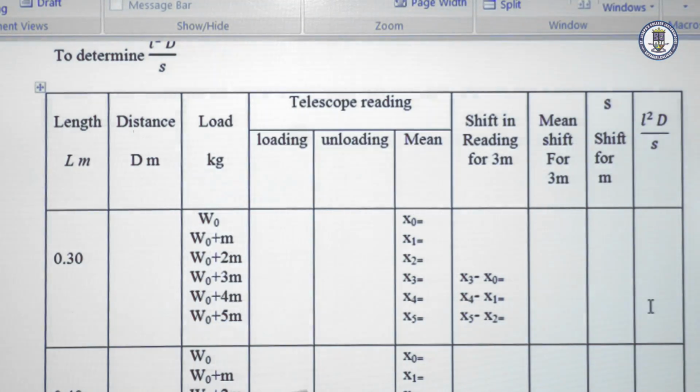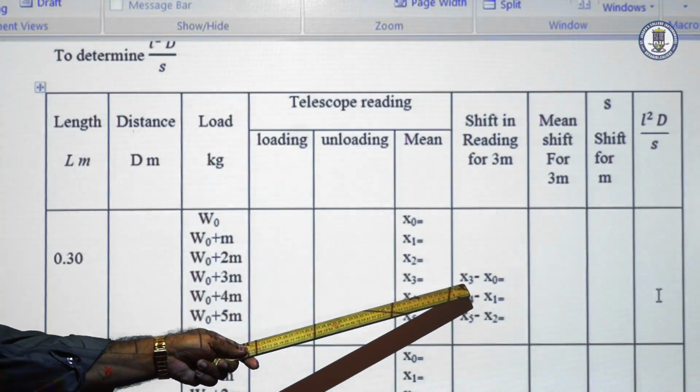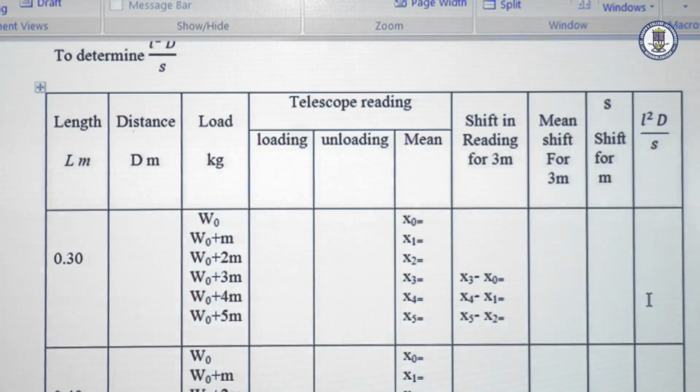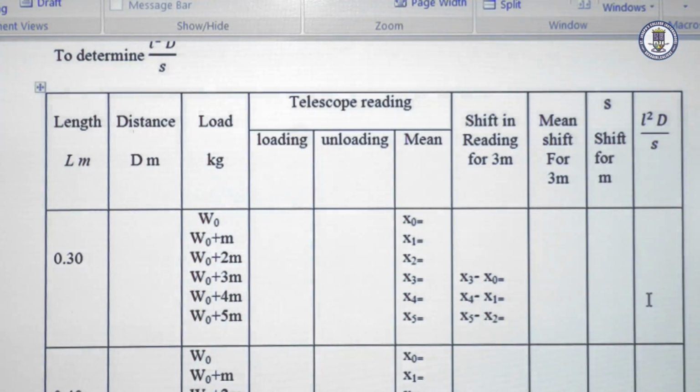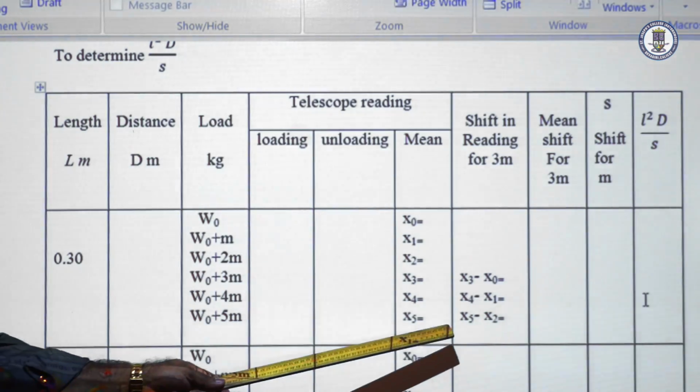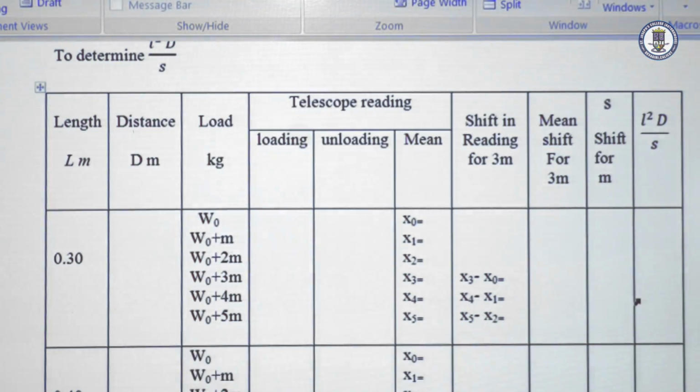Now from that mean value of scale reading, we can obtain the shift in scale reading for a mass of 3m. For that, we calculate x3 minus x0, the reading corresponding to a load W0 plus 3m minus the reading corresponding to the load W0. Similarly, x4 minus x1 also gives the shift in the scale reading for a load of 3m. Also x5 minus x2 gives it. So we obtain three values of the shift for 3m.